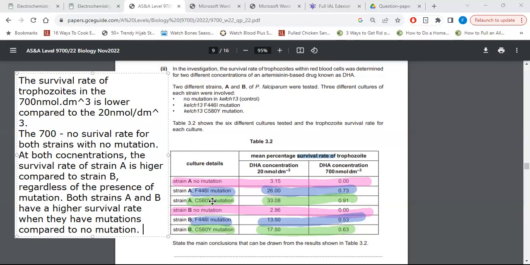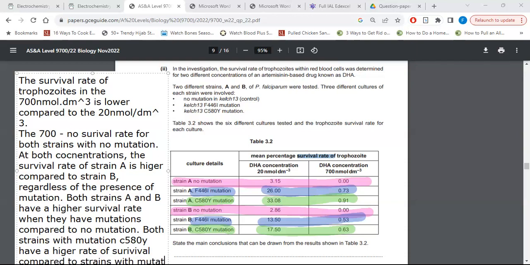Or how will we say it? We will say that both strains with mutation C580Y have a higher rate of survival compared to strains with mutation F4461, right? So these are our final conclusions. This is our final answer.